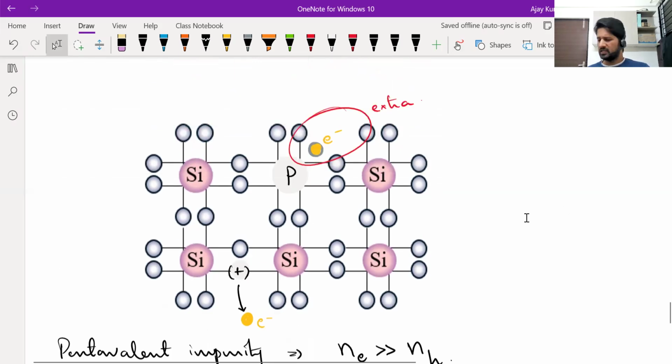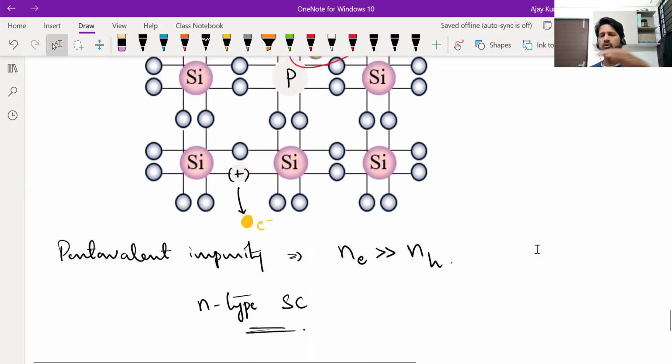Okay. So again, understand what happens. We removed one neutral silicon atom, we introduced a neutral phosphorus atom. So we are not adding any net charge. We are giving 15 protons, 15 electrons this time. The 15 protons will stay inside the nucleus. Out of the 15 electrons, one electron will be free to roam around. So that is how we have increased its conductivity.